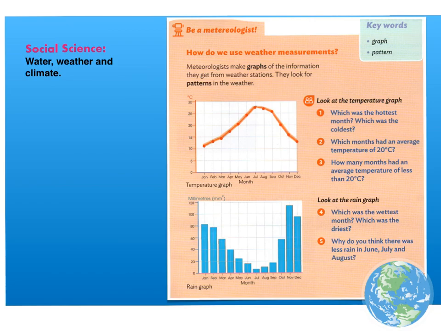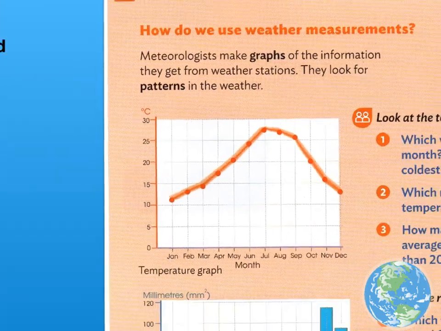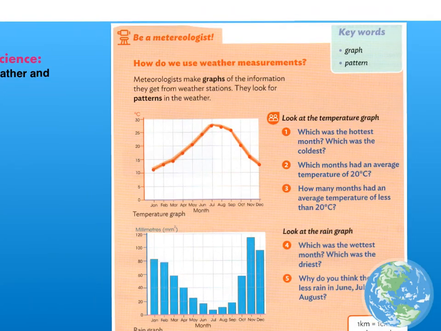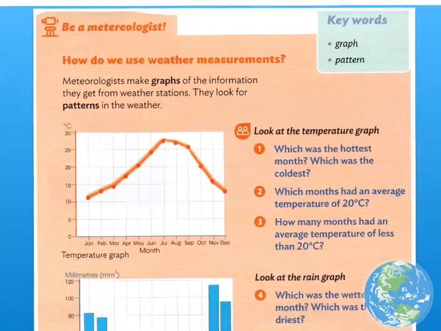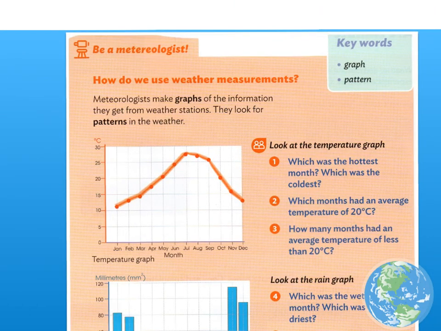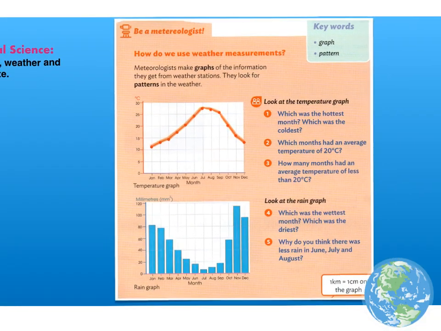As you can see, this is an important word that you have to remember in this lesson: pattern. It's a key word. In Spanish, we say patrón. They are looking for a patrón in the weather. So, with this information, they made graphs. Today, we're going to see two types of graph.